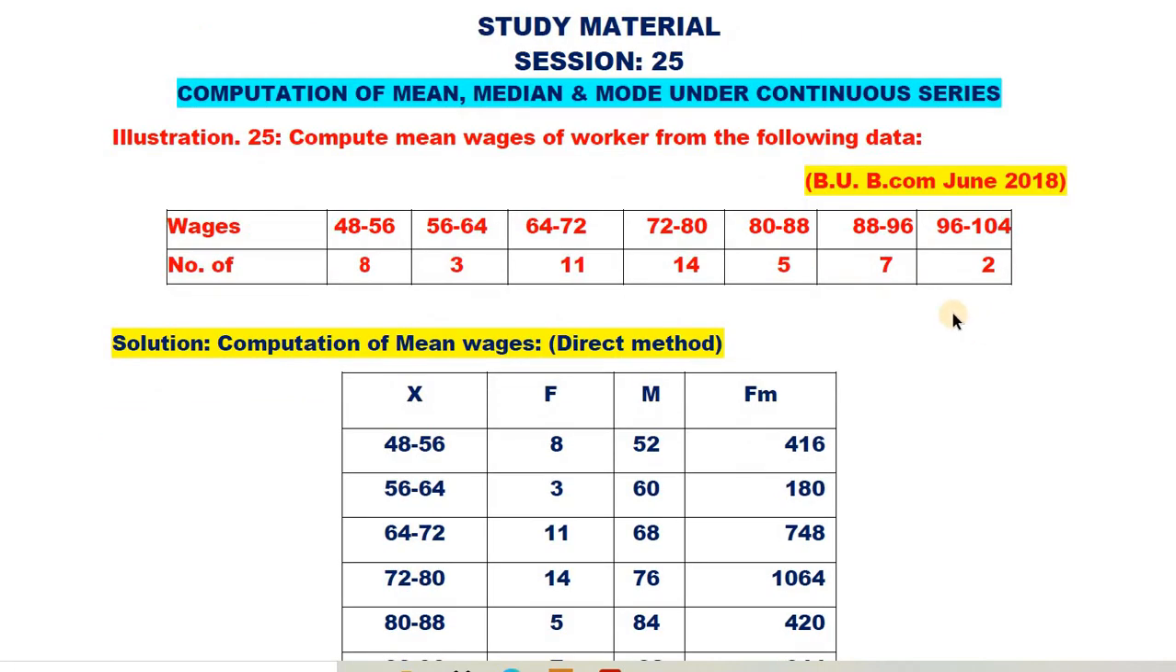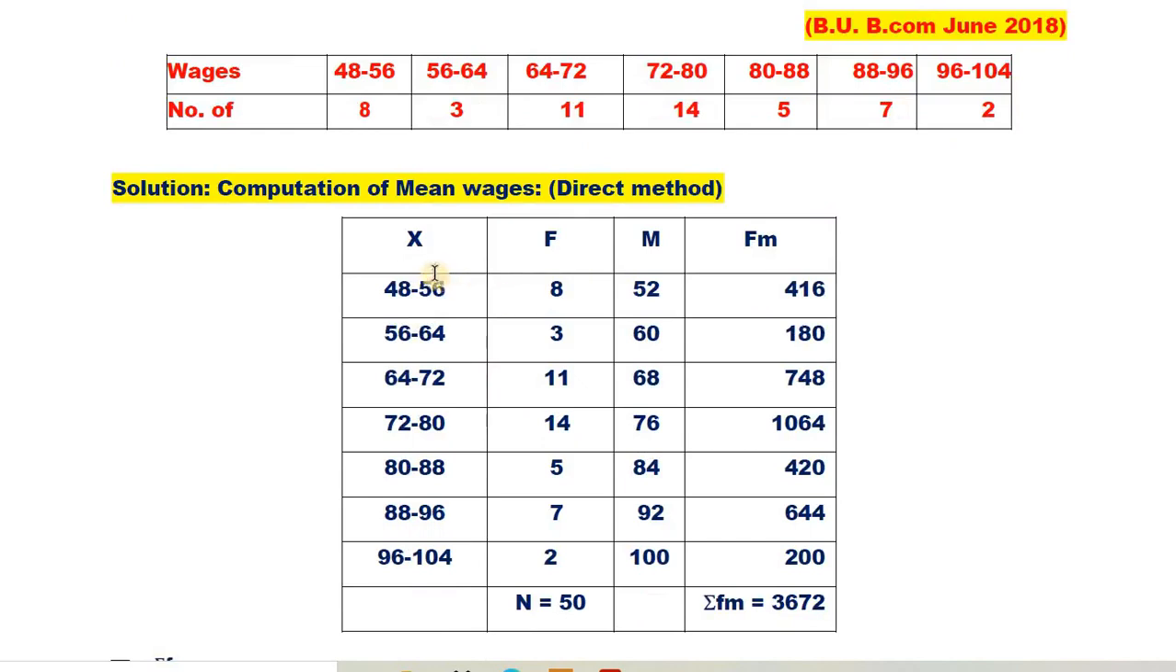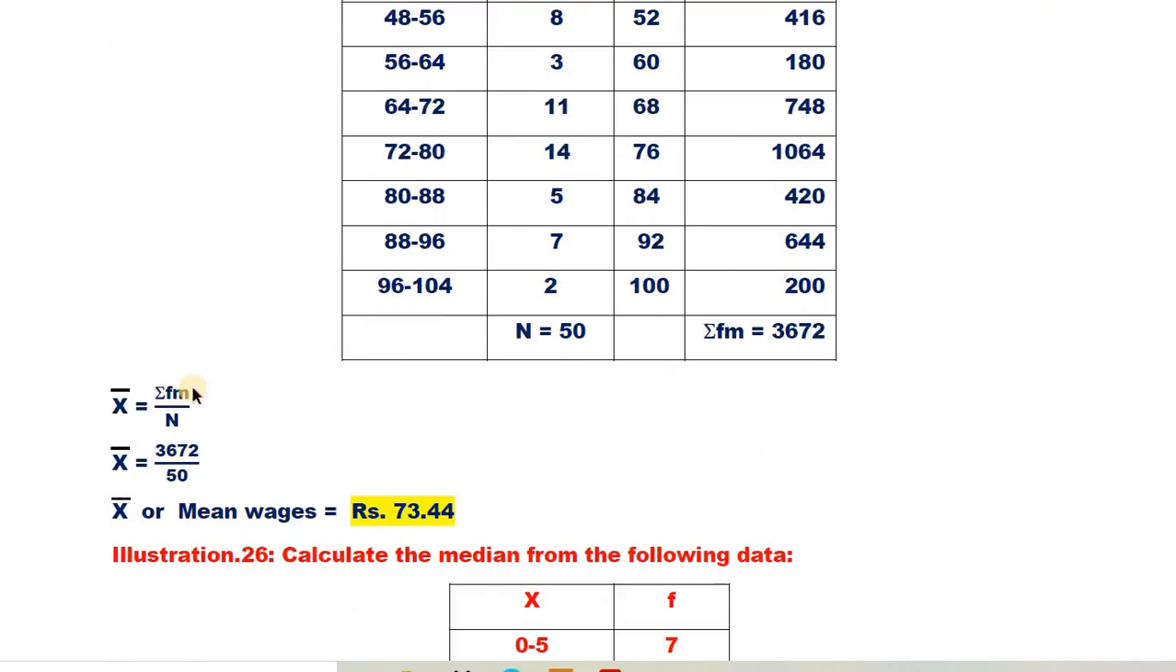Now, to calculate the arithmetic mean, let us first decide the method under which we are going to compute it. Here we are going to compute the arithmetic mean under the direct method, for which the required information can be obtained by preparing a table having 4 columns. The first column is for entering the variables, that is the wages, and the next column is for the number of workers, which we call frequency, then the midpoint, and then frequency multiplied by midpoint. The formula to calculate the arithmetic mean under the direct method is sigma fm divided by n.